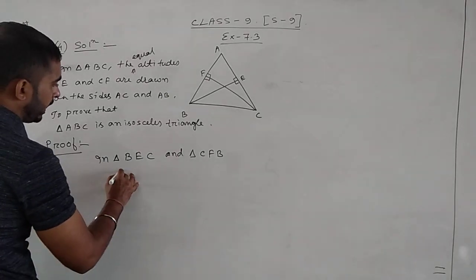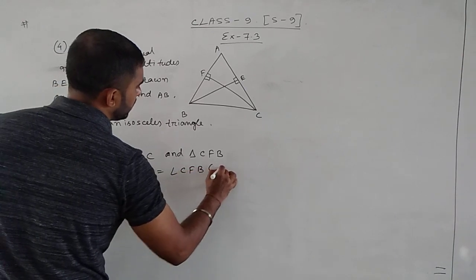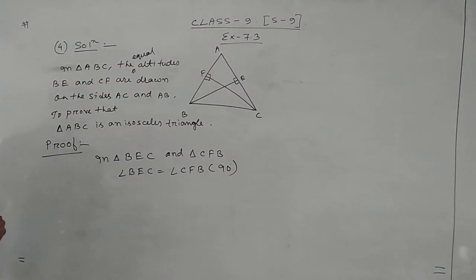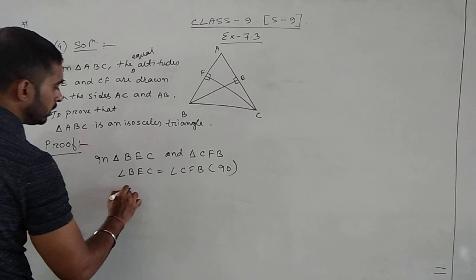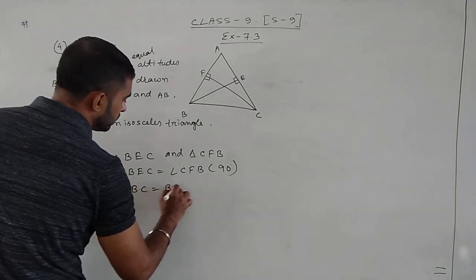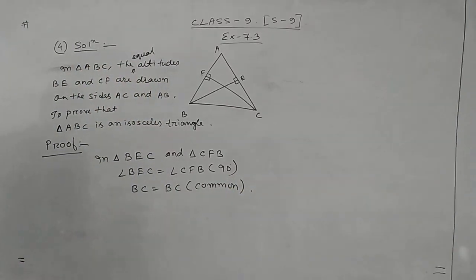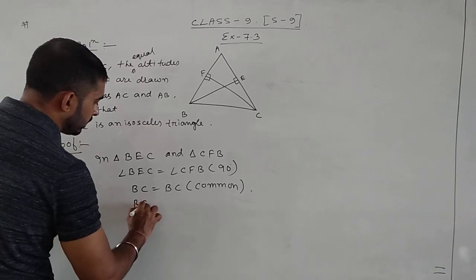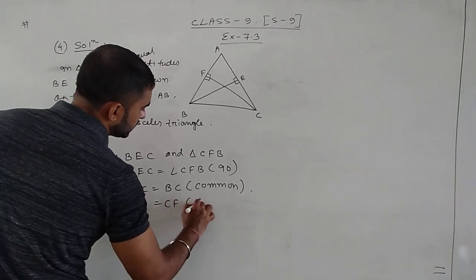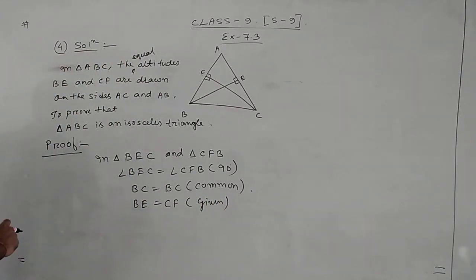First of all, angle BEC equals angle CFB. Both are equal because they are altitudes. Then in triangle BEC and CFB, BC equals BC, which is common in both the triangles. Secondly, BE equals CF, which is given, equal altitudes. That's why BE equals CF.